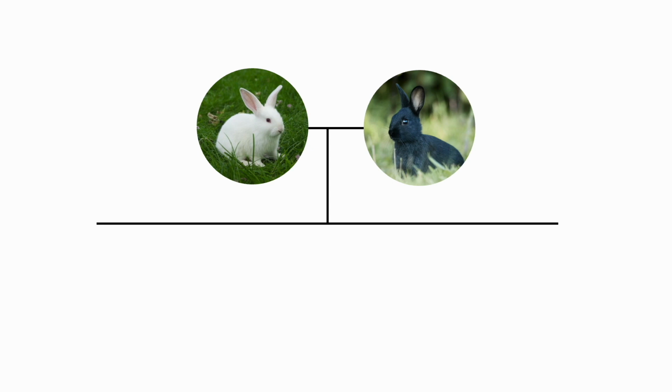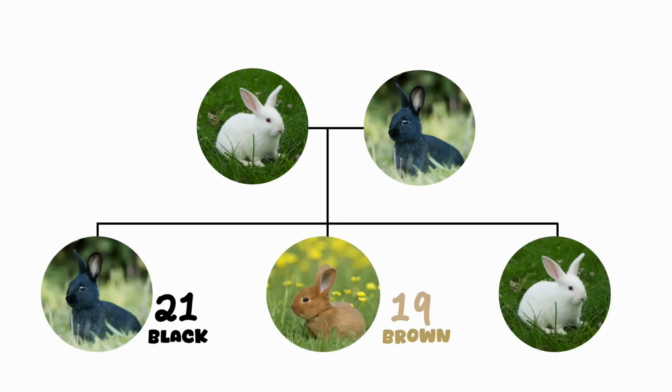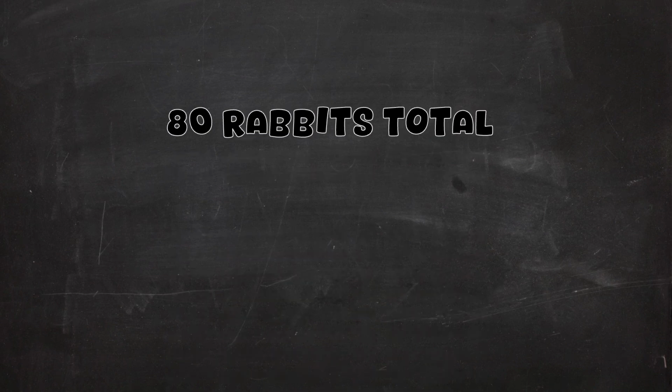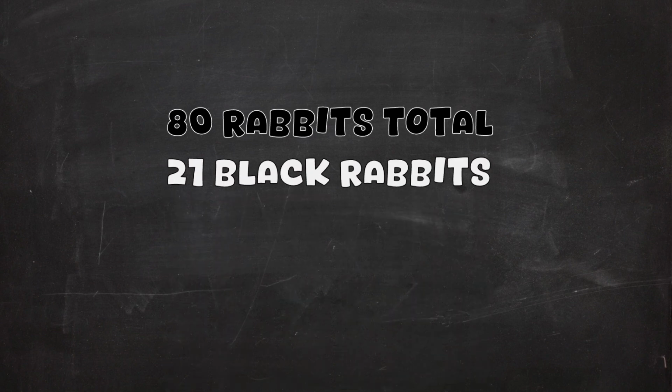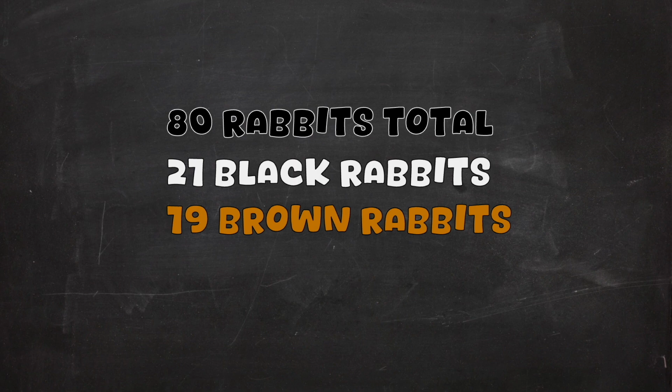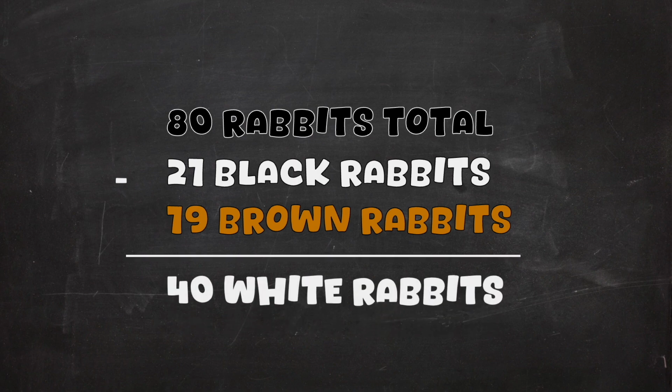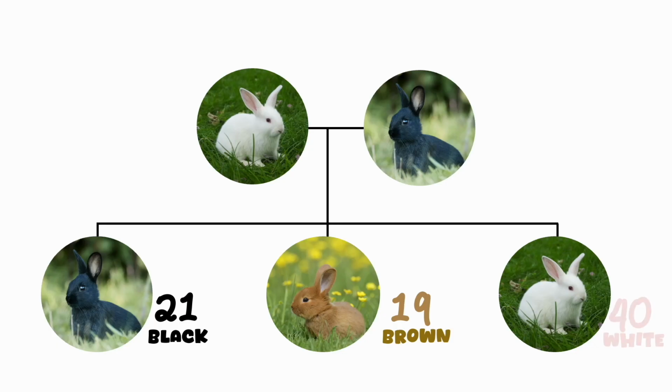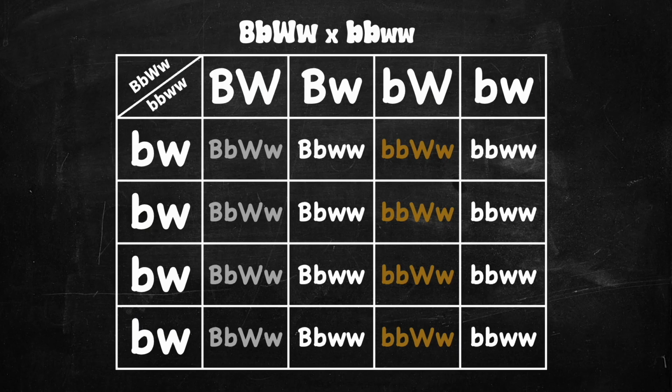Recall that the farmer sold 21 black rabbits and 19 brown rabbits this time. What about the number of white rabbits that he did not sell? We know that half the rabbits produced 80 offspring, so the other half needs to add up to 80. If there were 21 black rabbits and 19 brown ones, there should be 40 white rabbits that the farmer kept. This leads to a 1:1:2 phenotypic ratio.